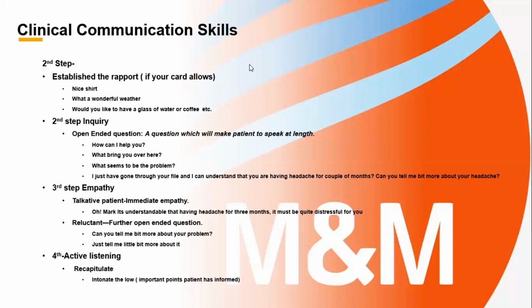Let's say "nice shirt," for example, is the rapport. "What wonderful weather" is the rapport, right? "Would you like to have a glass of water or coffee?" It's basically your rapport building skills. So if it's a scenario, you can see, yeah, the latte as well. You can ask someone a glass of water, a cup of coffee. These are some of the questions that you can use in the statement to show your skills. If it's your first encounter or the second encounter, accordingly, we can select the scenario.